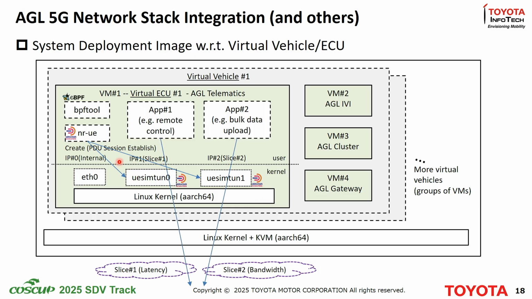And by using UE RANSIM, NR-UE is a part of the UE RANSIM distribution, and the control process creates this kind of tunnels to the emulated 5G network. We can create one tunnel per one slice. In this case, as I wanted to create 2 slices and connect them to a single AGL instance, right now there are two tunnels.